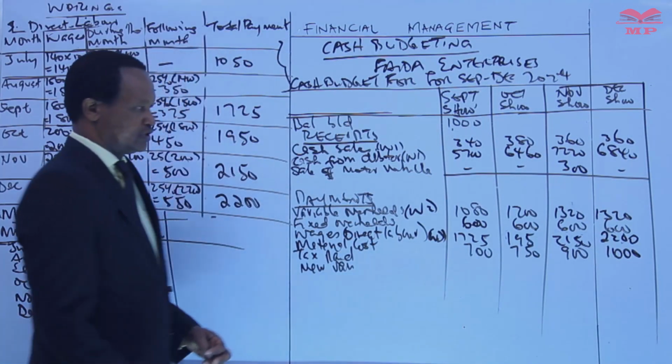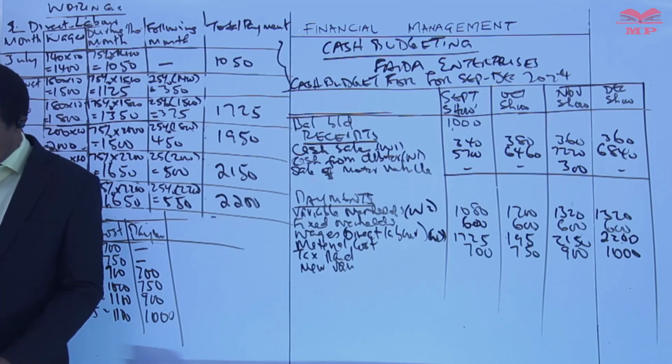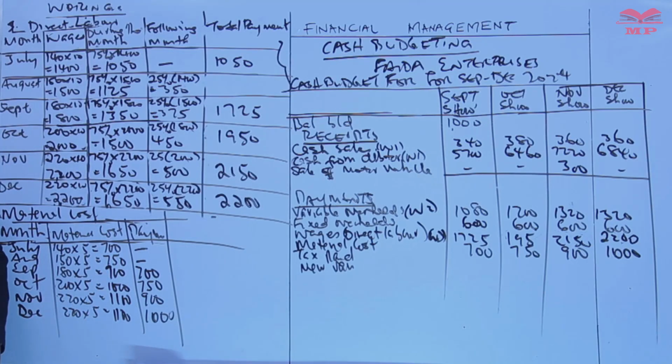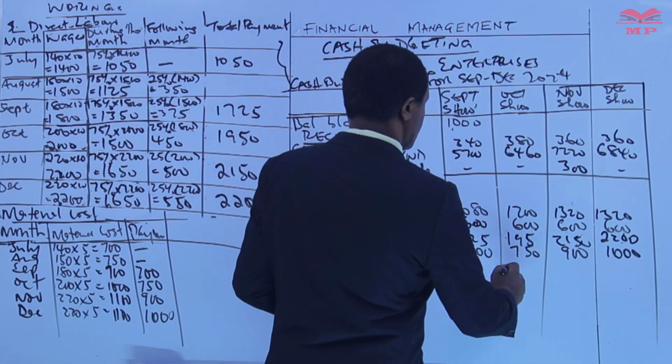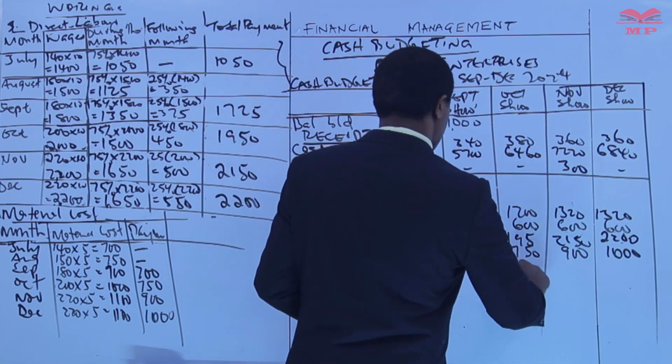Material cost. Another payment is a tax. What information do you have on tax? When is tax to be paid? Number 6. Tax liability of 1.4 to be settled in the month of October 2024. October 1.4 million.